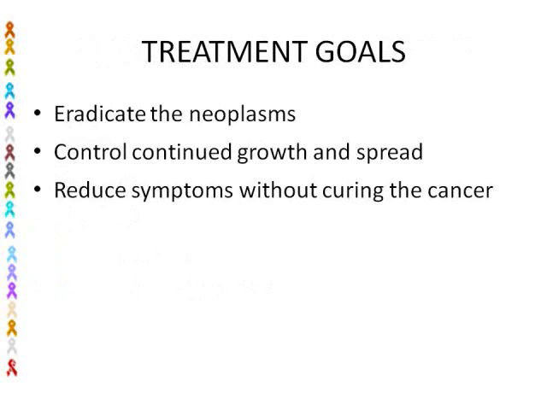Treatment goals. We would primarily love to totally get rid of the cancer. That's the first one on your list. If we can't do that, we want to control the growth and spread of the disease. If we can't do that, our goal is to reduce the symptoms without curing the cancer. That's the palliative care. That's making people feel good, focusing on their quality of life, but realizing that we can't cure this. It's not going to be cured.